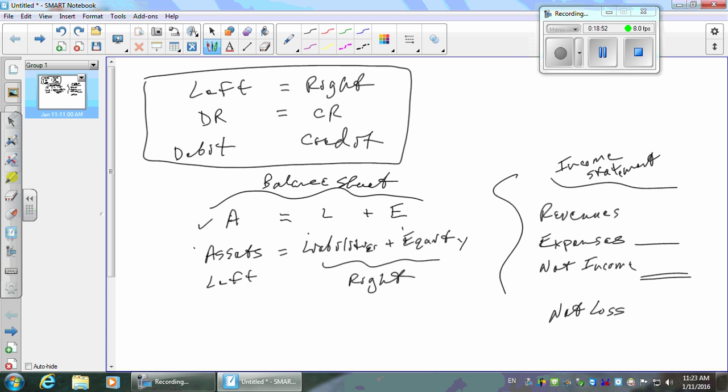What are expenses? All the costs I incurred to get the revenues. By the way, nobody incurs any costs that are not going to generate revenues, or at least they don't think they're not going to generate revenues. You don't hire people just because you like them and think they're nice, if they don't generate any revenues.